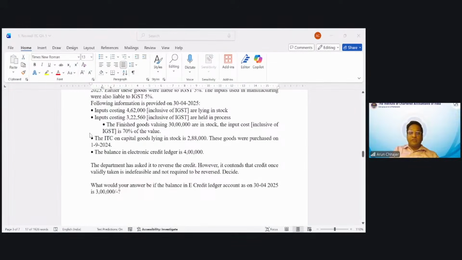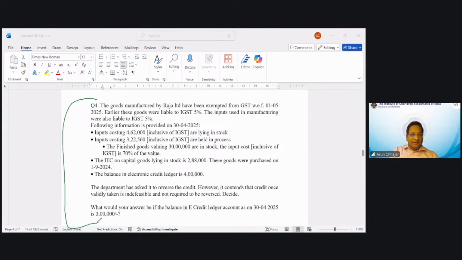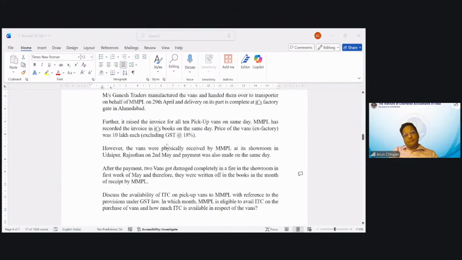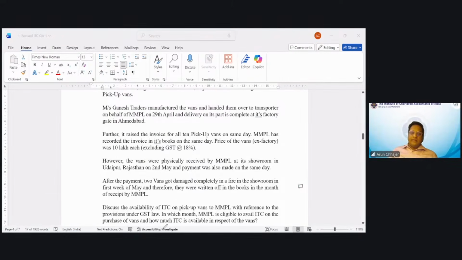I have added one question which is normally not asked in the exam. Now you may ask why I have added. Explain the calculation again. अच्छा, amount में वापस explain करूं. Let me go back. Here, total ITC which he can claim: 10 lakh is one car, into 10 multiplied by 18%. So it will come to 18 lakh.